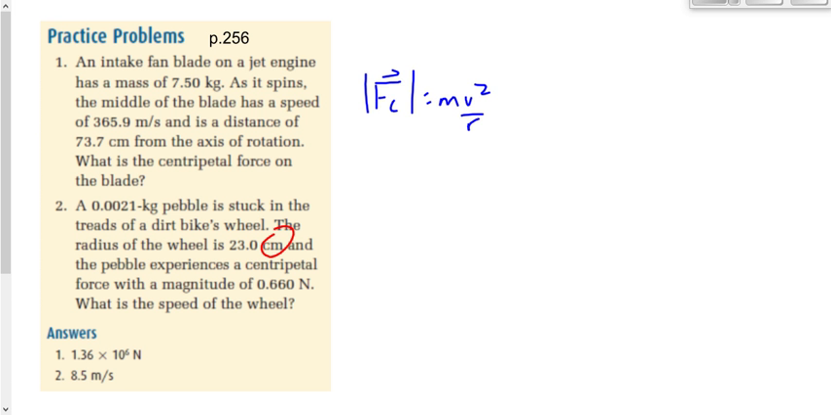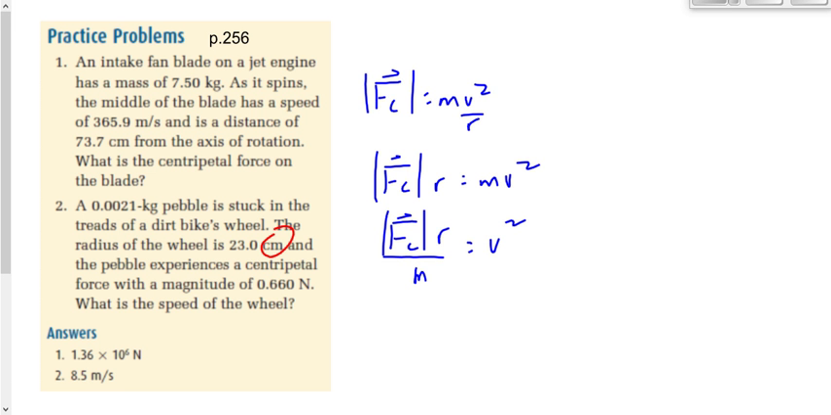How do you get speed? What do you want to get rid of first, the m or the r? That doesn't really matter. Okay, multiply the left side by r. Works for me. So FC times r equals mv squared. What do you get rid of next? Yep, m, we're going to do that by division. So FC times r over m equals v squared. And now what do we got to get rid of? Yeah, and how do we do that? Good. So it becomes v is equal to the square root of FC times r over m.